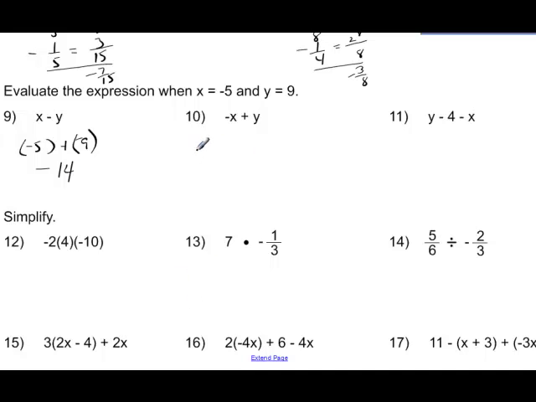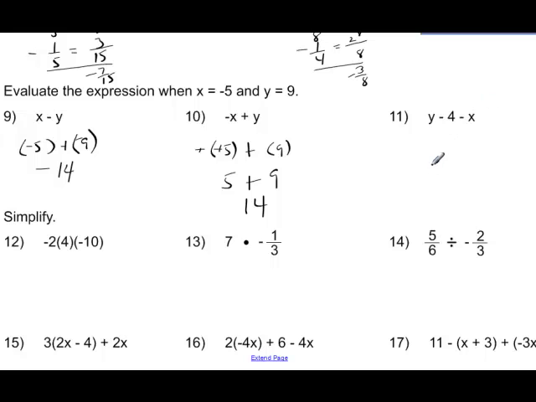Okay, number 10, I have a negative, but then I have my x, and then my y, so x is negative 5. So I actually have a negative negative, which makes this a positive 5. That would have been 9. So 5 plus 9 is 14.